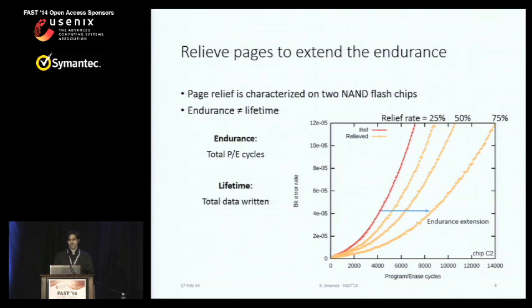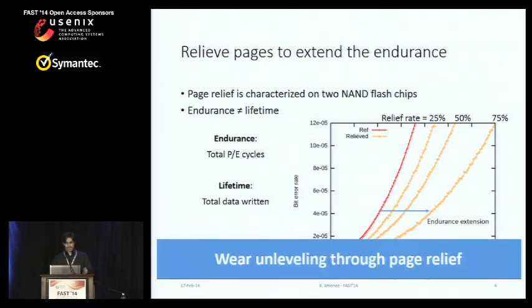It's important to notice that endurance is not equal to lifetime, as we define it here. The endurance is the total program erase cycles we can perform on a page or a block before it wears out, whereas the lifetime is the total amount of useful data we could write during the life of the block before it gets unreliable. So we can use page relief to perform wear leveling, to reduce stress on specific pages.